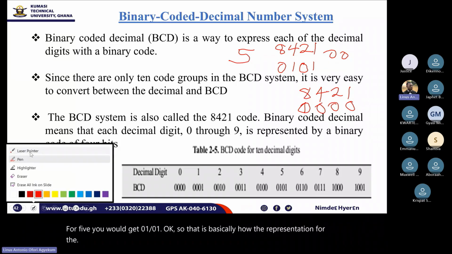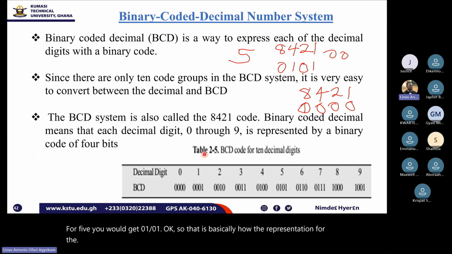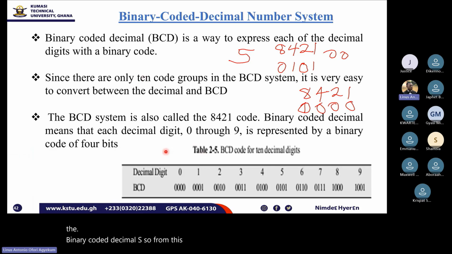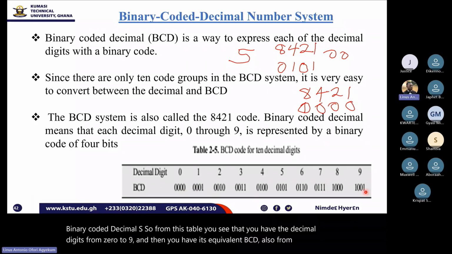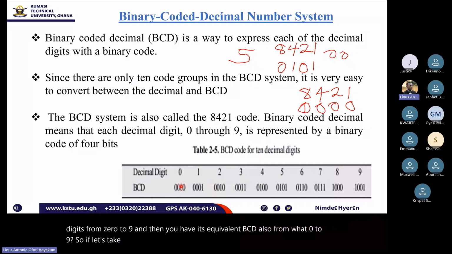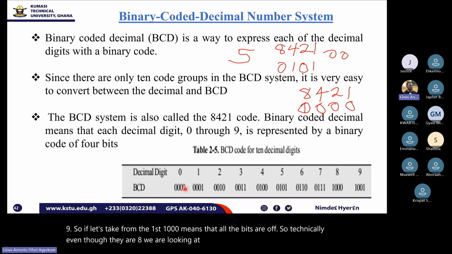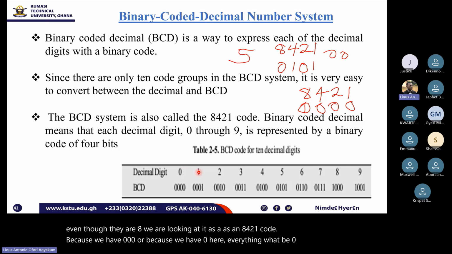That is basically how the representation for the binary coded decimal is. From this table, you see that you have the decimal digits from 0 to 9, and then you have the equivalent BCD also from 0 to 9. Let's take the first one, 0, 0, 0, 0 means that all the bits are off. So technically, even though there is an 8, we're looking at it as an 8421 code. Because we have 0 here, everything will be 0.